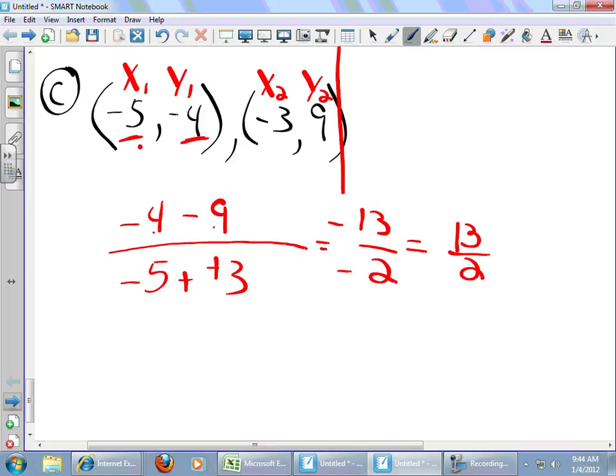What does that mean? Well, if I was on a graph and I had a point, I would rise 13, 1, 2, 3, 4, 5, 6, 7, 8, 9, 10, 11, 12, 13, and then run 2 to get to the next point. And the line would go through those 2 points.